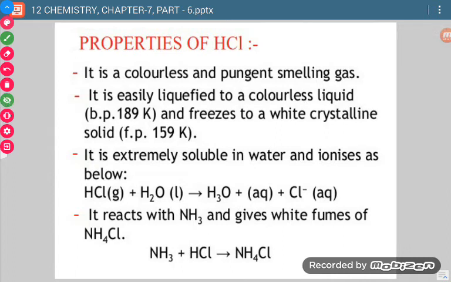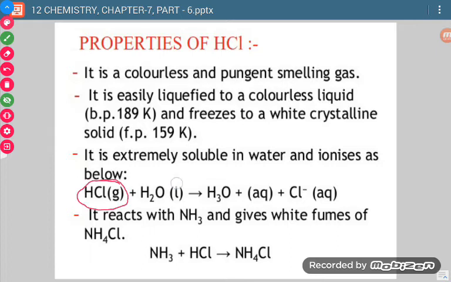Now what about its properties? It is a colorless and pungent smelling gas. It is easily liquefied to a colorless liquid and freezes to a white crystalline solid. It is extremely soluble in water and ionizes as below. Now see how it ionizes.